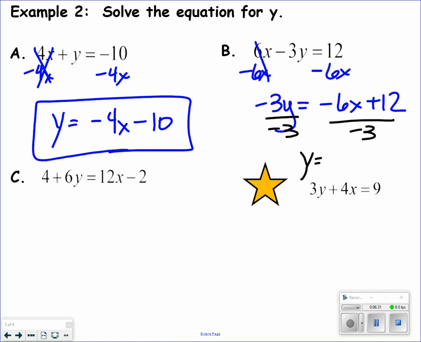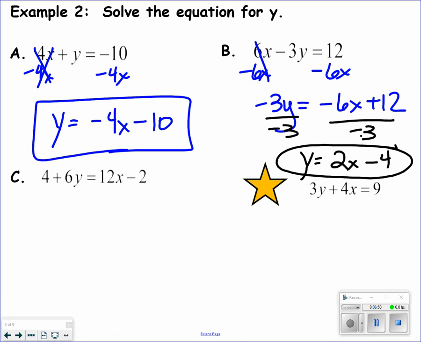Now, I always separate this. So I divide the first one. Negative 6 divided by negative 3 is positive 2x. 12 divided by negative 3 is negative 4. So again, I always separate. That does not mean you have to. But again, I always separate when dividing.